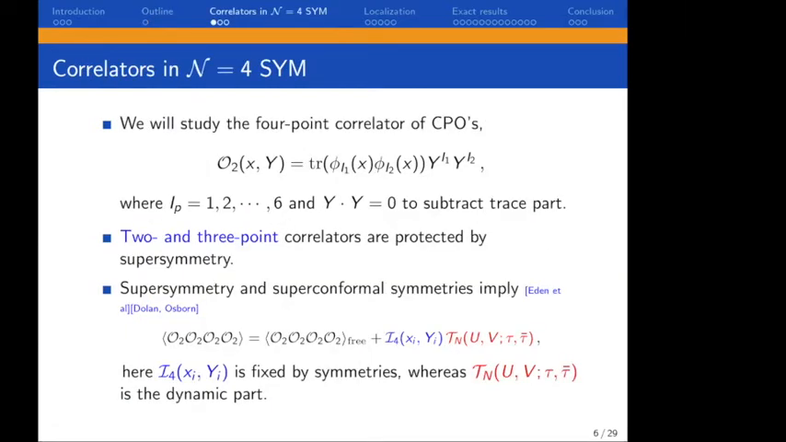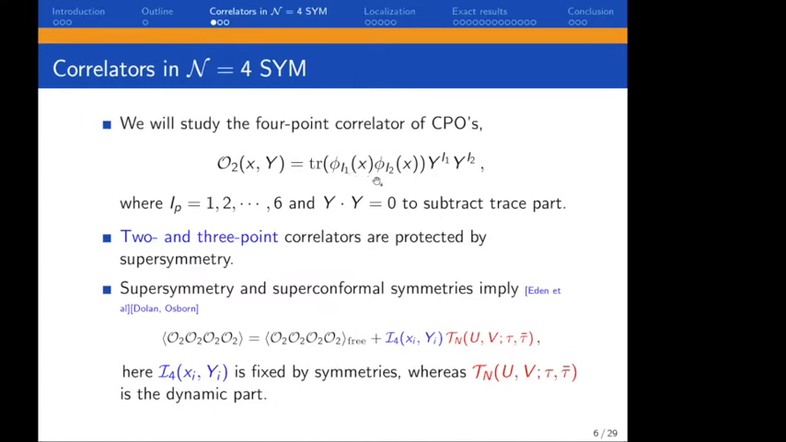Okay, so what is the object we want to study? We want to study 4-point correlation functions of superconformal primary operators that are built out of those 2 scalars. Super Yang-Mills theory contains a gauge field, but because of supersymmetry, it also contains fermions and scalars. These scalars transform under SO(6) symmetry, or SU(4) symmetry.